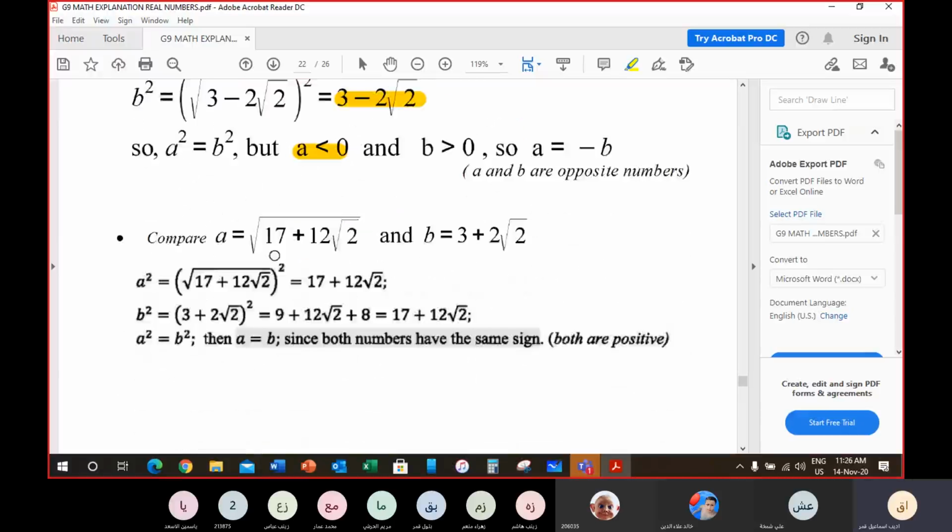Okay, compare A equals radical of 17 plus 12 radical 2 and B equals 3 plus 2 radical 2. We square A, giving 17 plus 12 radical 2. B squared also, using the square of a sum: 3 squared is 9, plus 2ab, which is 2 times 3 times 2 radical 2, giving 12 radical 2, plus b squared, which is 8. 9 plus 8 is 17, plus 12 radical 2. Both are 17 plus 12 radical 2, both positive numbers with the same value, so A squared equals B squared, then A equals B since both numbers have the same sign.